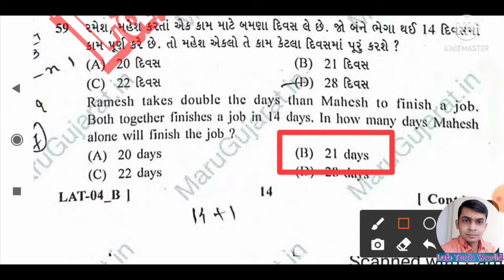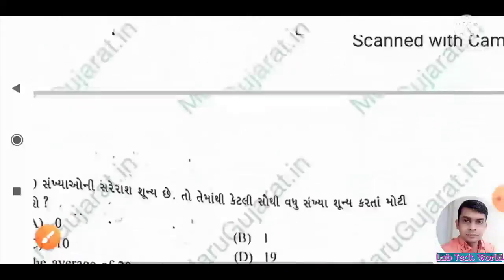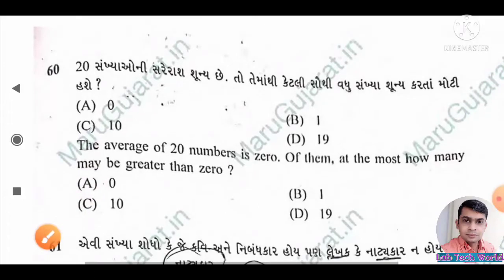I will try to make a separate video for the mathematical problems with solutions and short tricks, showing how you can solve all the mathematical problems. So I will try to make videos regarding the mathematical problems that are asked in various question papers too. Move to the next question, number 60.